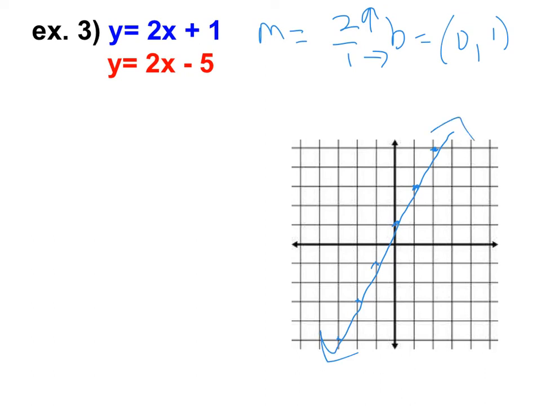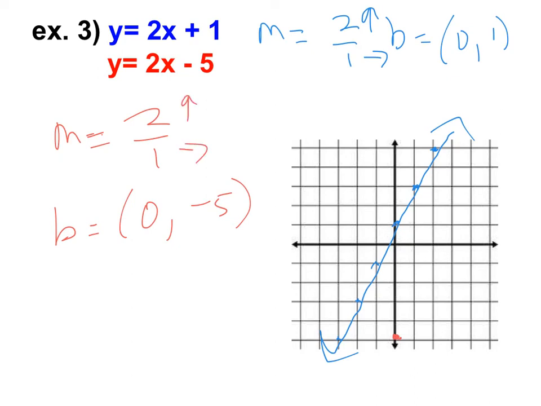And then the second equation, my slope is 2, so I'm going to make it 2 over 1. My y-intercept is 0, negative 5. So I go to 0, negative 5, and I put a point. And then I go to my slope. My slope tells me to go up 2 and 1 to the right.